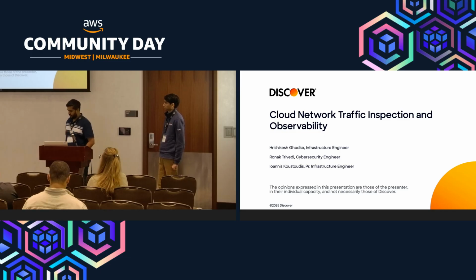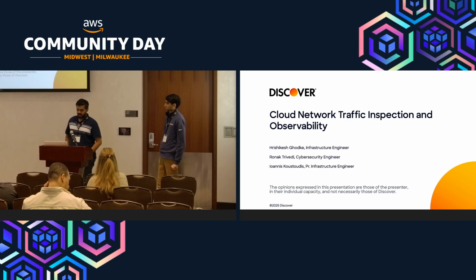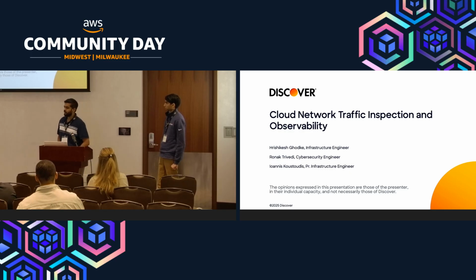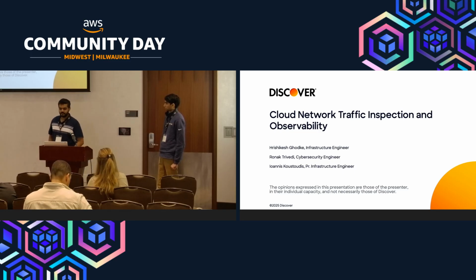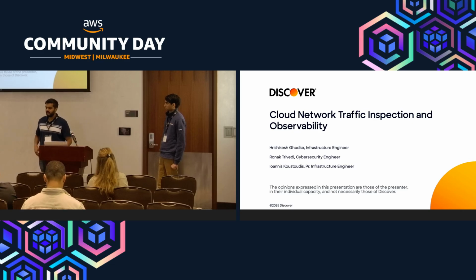So I would like to start by asking a question. Have you ever wondered what your network packet looks like when it enters the AWS network, how secure it is, or have you ever thought of how you can set observability around it? Well, if not, that's fine. You can learn what we did and try to implement. So we did exactly that.